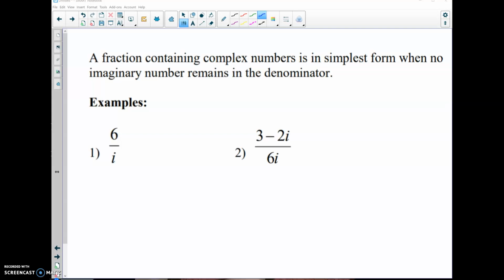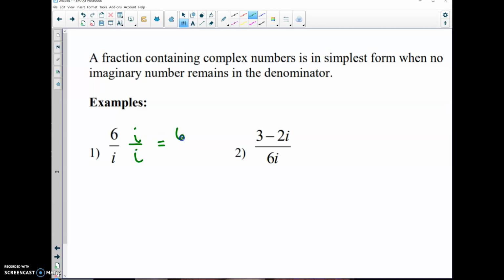So number 1, 6 over i. We're leaving it as i on the denominator, but in our mind we're thinking square root of -1. So the rule is we cannot have any i's left in the denominator. If i is the square root of -1, what's the least thing that we could multiply i by to get rid of the square root sign? That's itself. So we are going to multiply top and bottom by i.